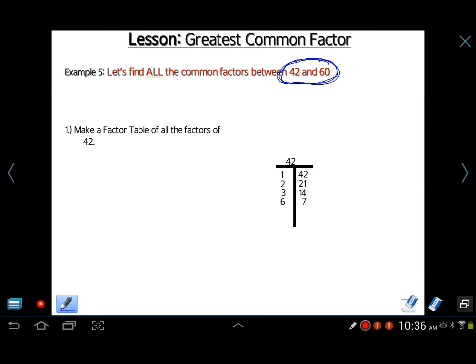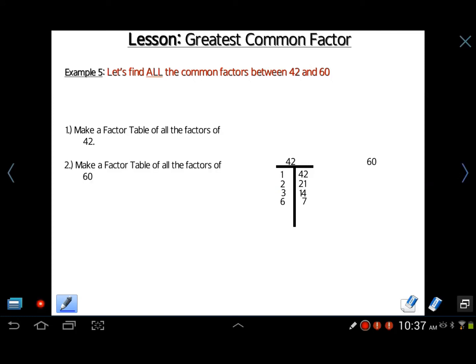Notice how when we're doing this, the numbers get closer and closer together. And the only difference between 6 and 7 is 1, and that means you're done. There's no number in between 6 and 7 that can divide into 42. That would not be a decimal. So we can't use decimals. We can only use whole numbers. So that is it for 42. Let's go on to 60.